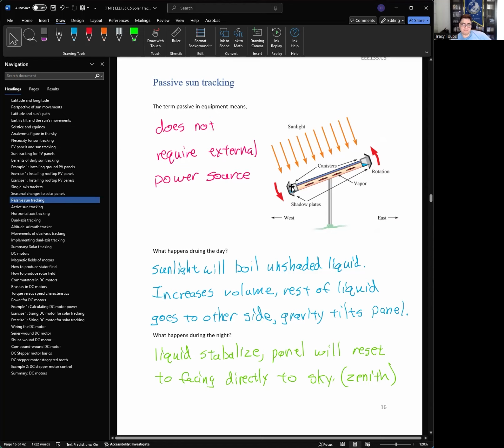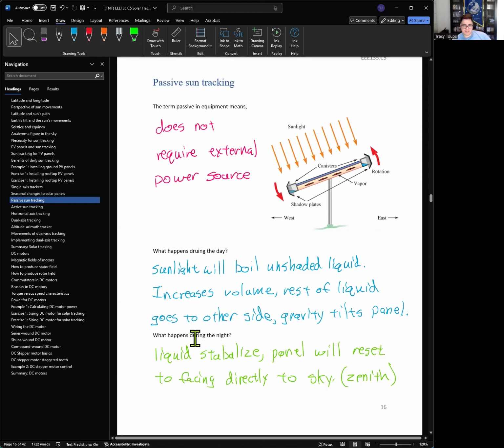Okay, and as the unshaded liquid starts boiling, it'll increase in volume and push the liquid to the other canister, and then there'll be more weight on the other side because you're pushing the liquid. So by boiling liquid in one canister and forcing the rest into the other, you're creating an uneven distribution of weight, and it'll tilt. It's going to keep tilting until the sunlight is equal on both sides of the canisters, and that's the equilibrium you get. Okay? So it's a passive system that uses gravity, volume, and liquid to redistribute weight, and it'll slowly move with the sun. Okay?